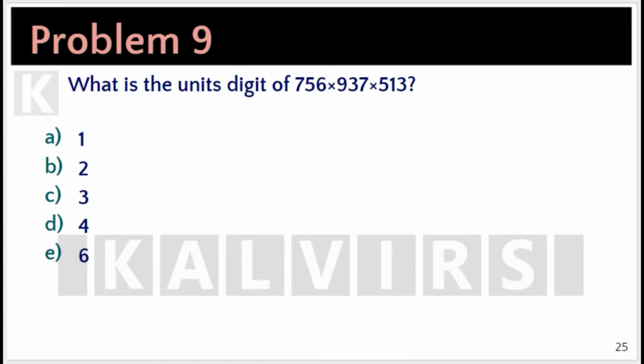What is the unit digit of 756 times 937 times 513? First of all, what are the unit digits of these numbers? The unit digits are the last terms, 6, 7, and 3. We want to know the unit digit of this product.